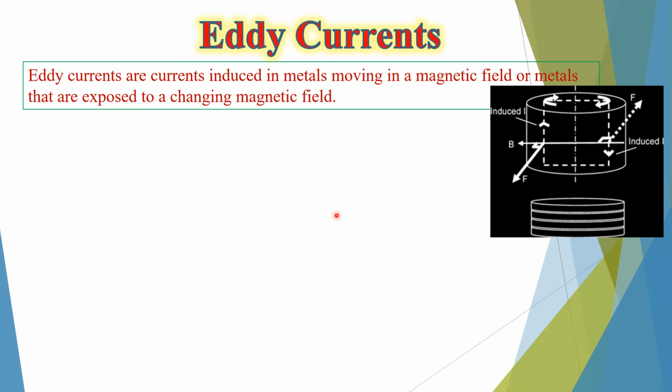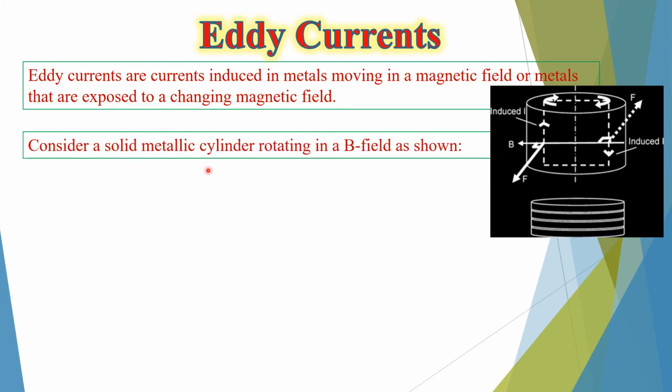Or if metal is exposed to a changing magnetic field, when the magnetic field is changing and metal is placed near that changing magnetic field, then flux through that conductor or metal will be changed, and due to that, induced current will be produced, and that induced current is known as eddy currents.